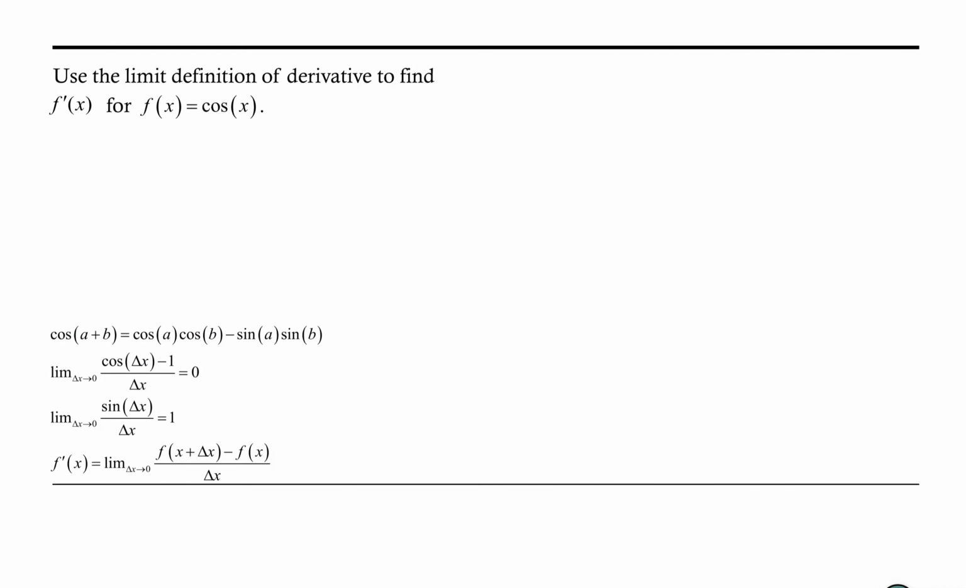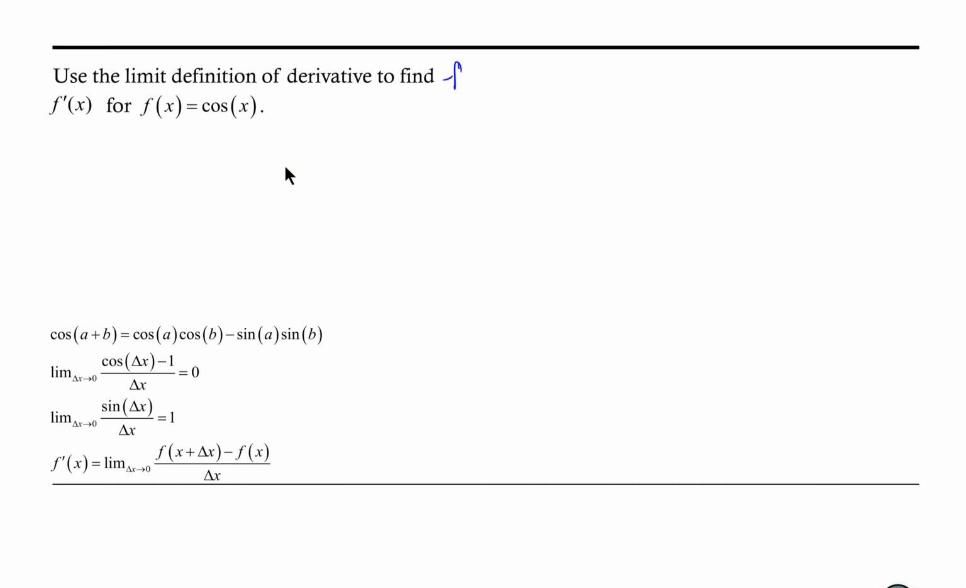So now let's take a look at finding the derivative for the cosine function. Again, we'll be using the limit definition of derivative along with the special limits as delta x goes to 0 and the cosine identity, that cosine of a plus b is equal to cosine of a times cosine of b minus sine of a times sine of b. So let's go ahead and see how this goes.